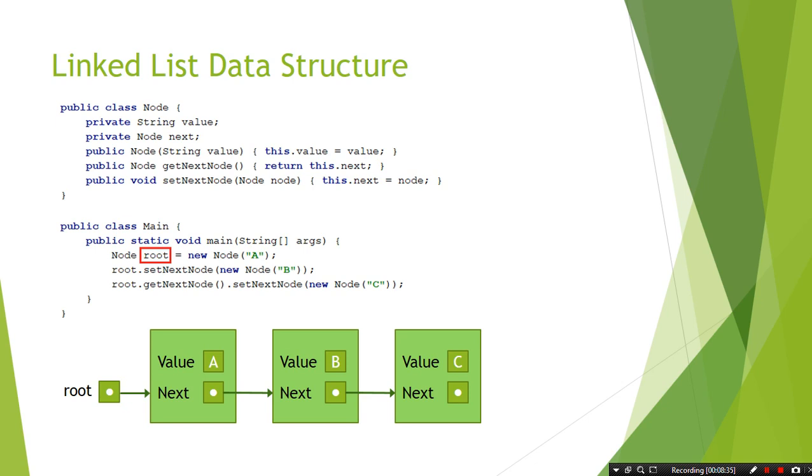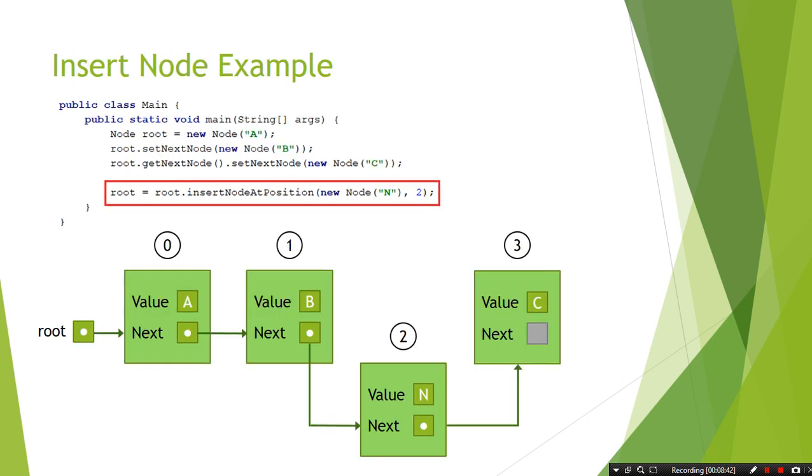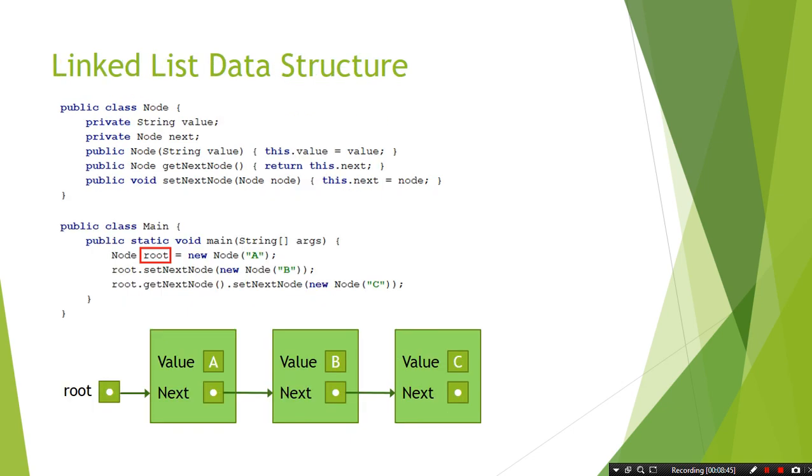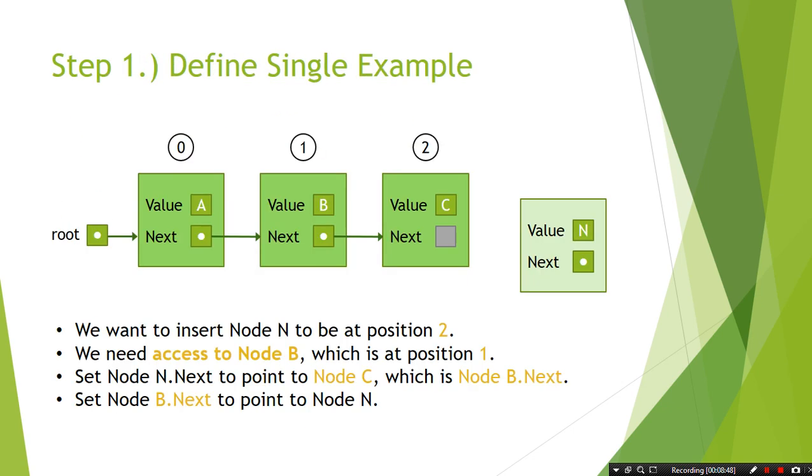So how can we lay out an unambiguous, reproducible set of instructions that will take us from here to here, no matter what the size of the list, no matter where we want to insert the node? So that's the goal, to go from here to here. And that's what this slide is. Define one example, and that will help you figure out in a specific case what the instructions are going to look like, what the steps of the algorithm are going to look like.